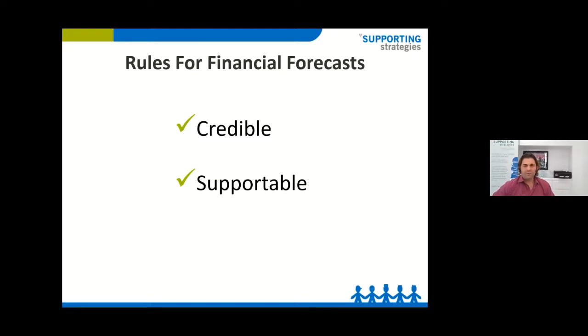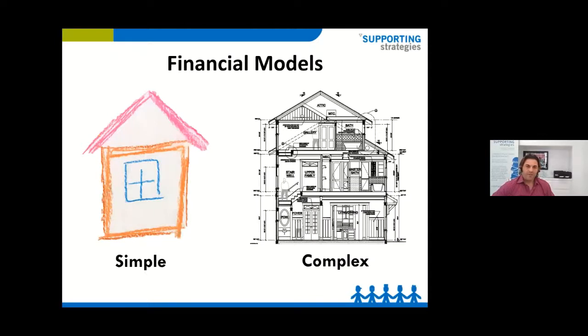You should build the forecast from the bottom up, not the top down. We'll talk a little bit more about what that means. But if we go back to this picture right here, a top down model would say, I want to build a house and it's going to have a window and a front door.